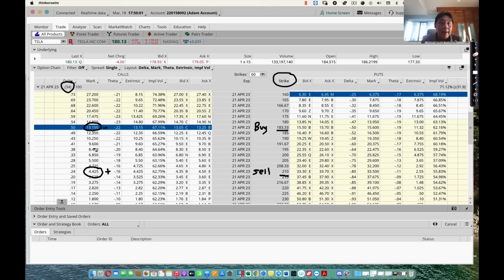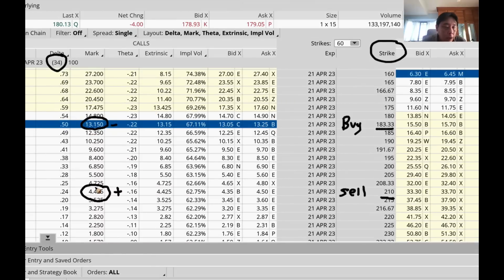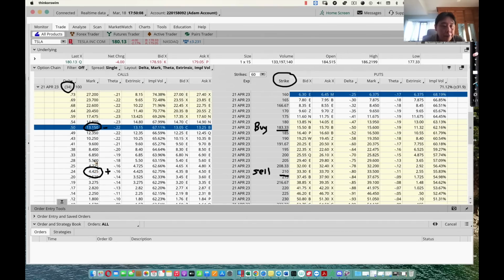So in other words, net, how much do we pay, right? We pay $13, but we collect $4. So the net difference is roughly about $8.73. So how do I execute the trade?